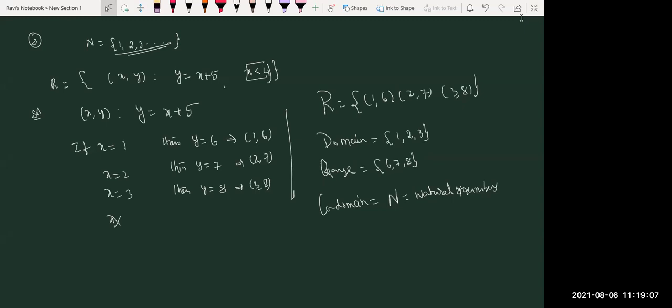Simple and easy chapter. They didn't ask for the codomain, but if you write it, nothing will happen. Okay, sir, we came to know which is the codomain.